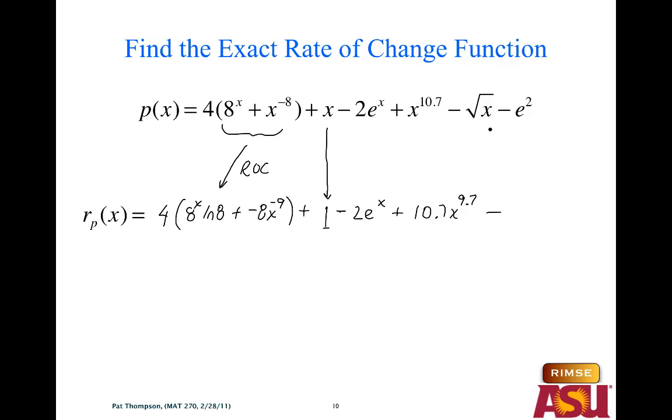Minus the rate of change of radical x, 1 over 2 root x. Minus e squared. Okay, careful. Students throughout the ages have tried to write that the rate of change was e squared or 2e. It's neither. That's a number. That's a constant. So just 0. So there it is. That's the rate of change of p with respect to x.